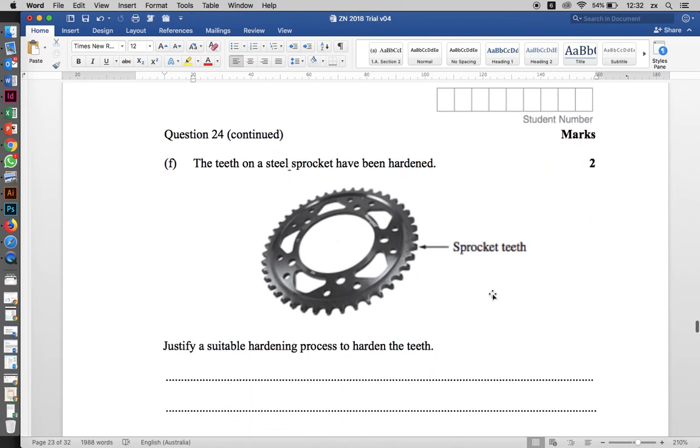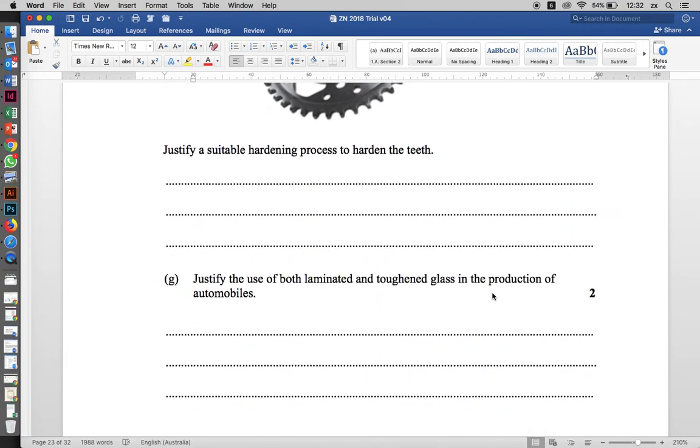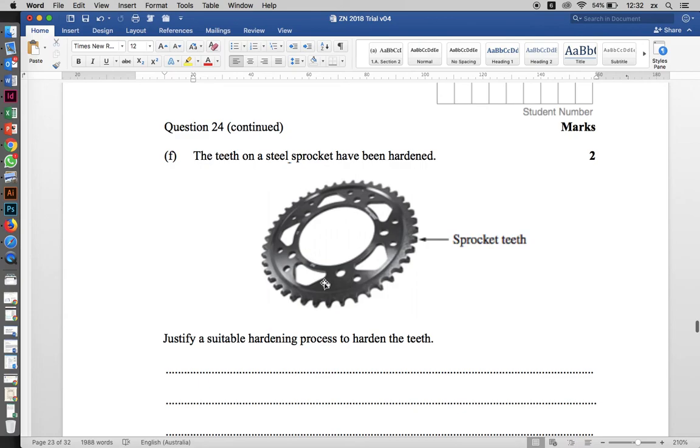Okay, this is a sprocket. Its teeth have been hardened. Justify a suitable hardening process. Now, a lot of people just said quenching and tempering. I wish that was the case. Unfortunately, we need the internal part to be quite tough, and if we quench it, that will be brittle. So we only want the teeth to be hard.